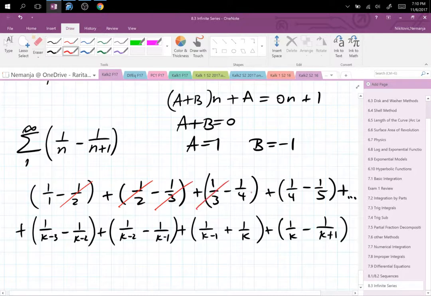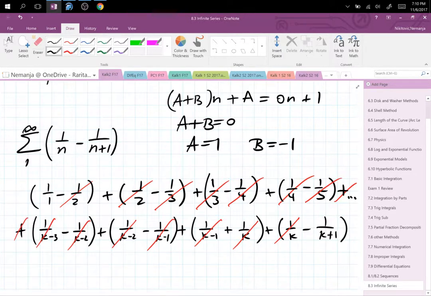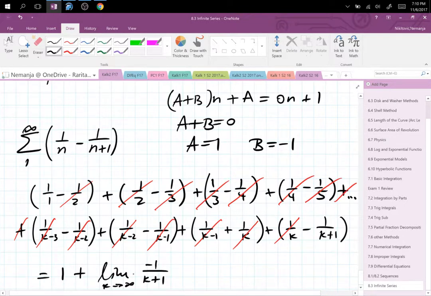Half kills, third kills, this dies. On the back end, then, done. What's left is 1 plus the limit of negative 1 over k plus 1 as k goes to infinity, which is 1 plus 0, which is 1, and the entire series converges at 1. So when you add infinitely many of these terms, they all add to 1.